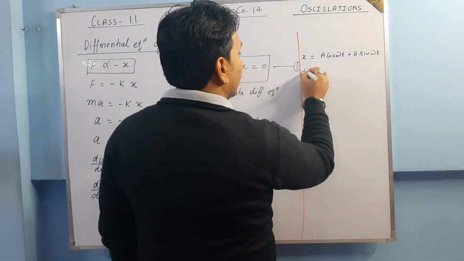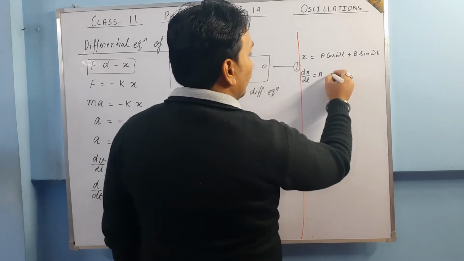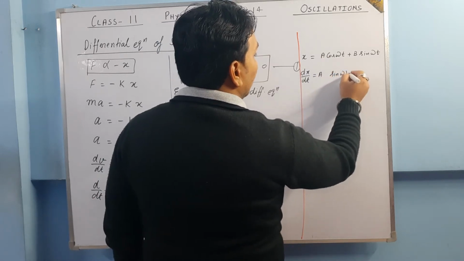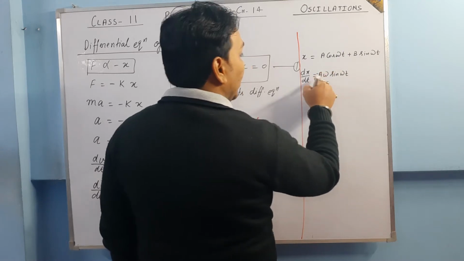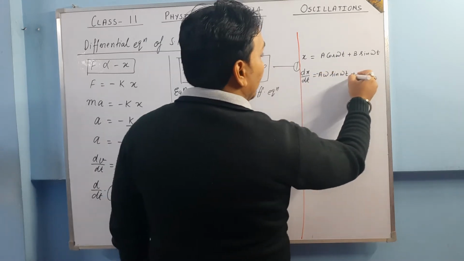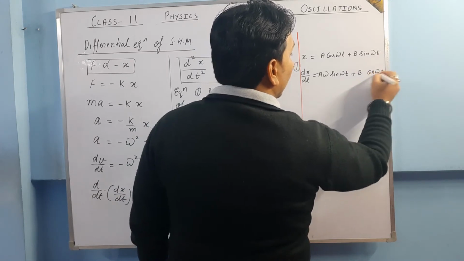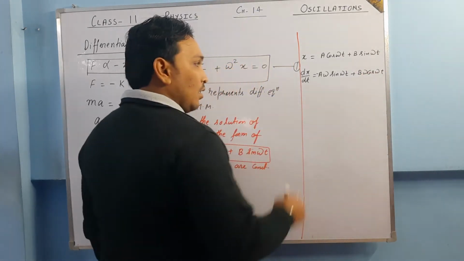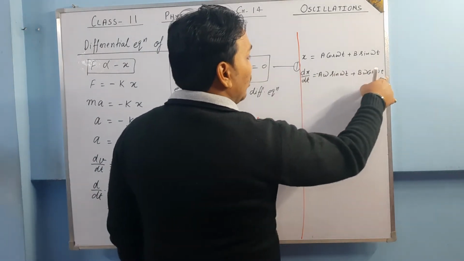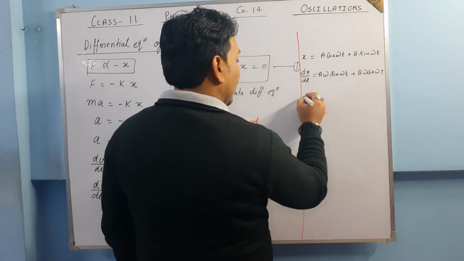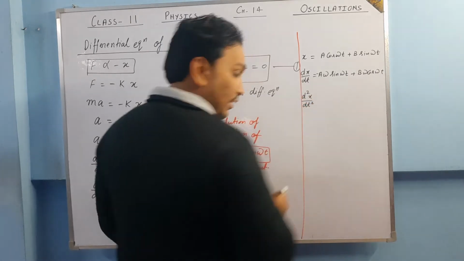We are going to have dx upon dt is equal to capital A, the differentiation of cos is minus sin omega t. Omega t is being differentiated again, so it is omega. So it is minus A omega sin omega t plus B, differentiation of sin is cos omega t, and 1 omega is also there. So dx by dt is equal to minus A omega sin omega t plus B omega cos omega t.